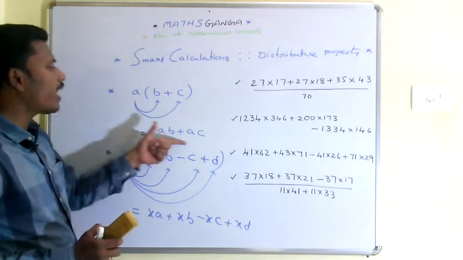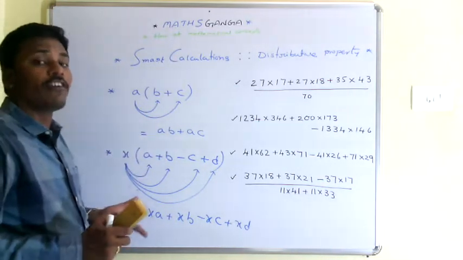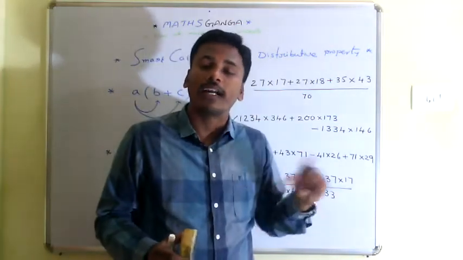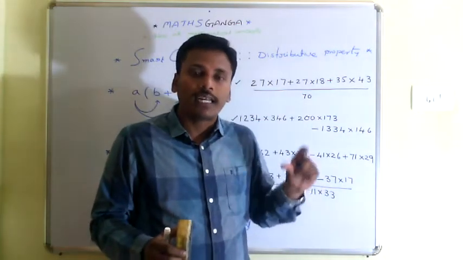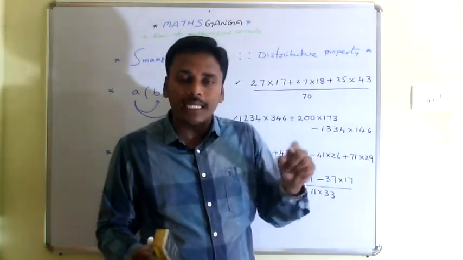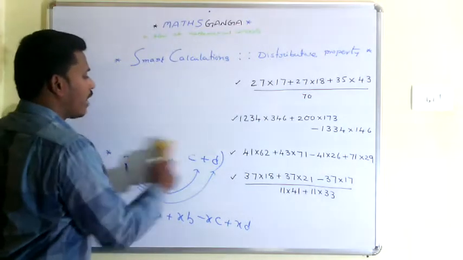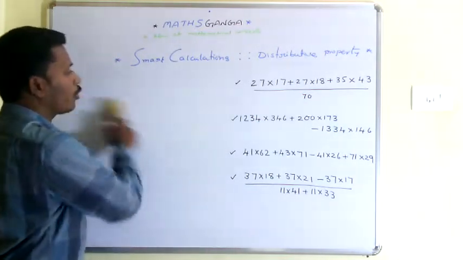It works like this. And what is the benefit of the distributive property? The distributive property helps us to convert difficult multiplications into easy additions and easy subtractions. Let me discuss one or two problems before solving the rest.